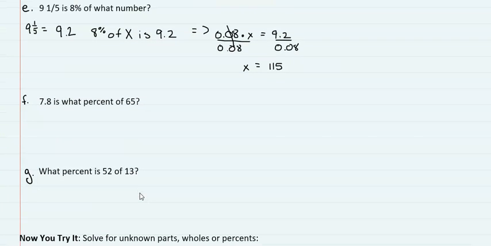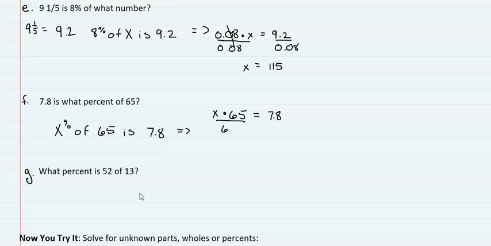So 7.8 is what percent? So we've got what percent is going to be our X. So X percent of 65 is 7.8. So be careful with the way you set these up. We're going to turn this into, I'm going to come up a little bit so I've got room, X times 65 equals 7.8. We're going to divide both sides by 65. And we get X equals 7.8 divided by 65 is 0.12.